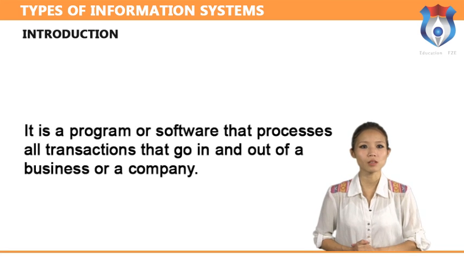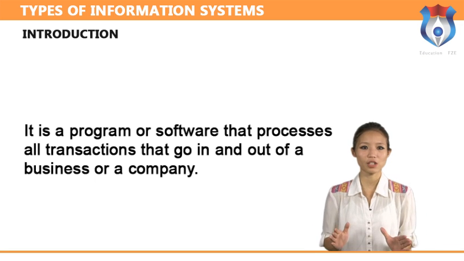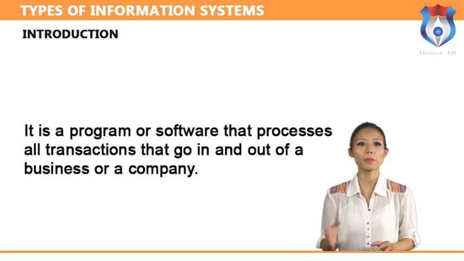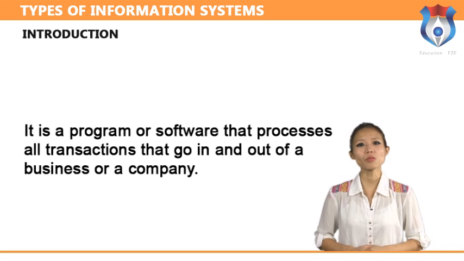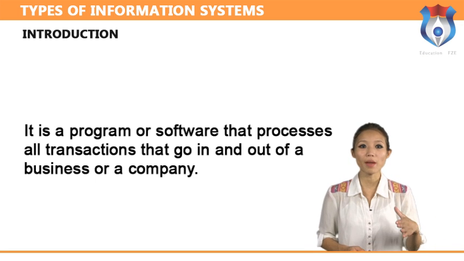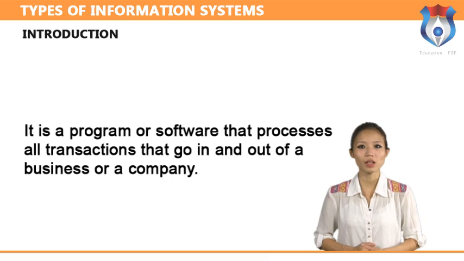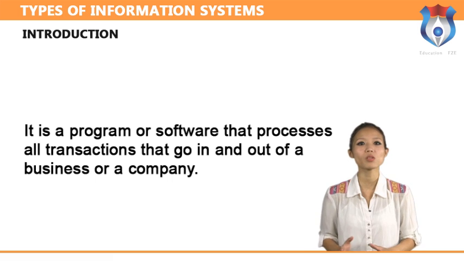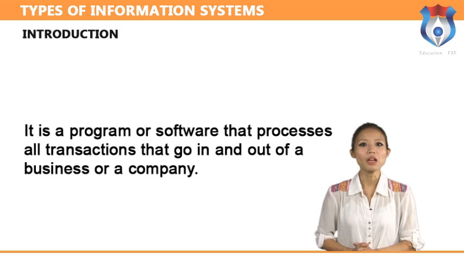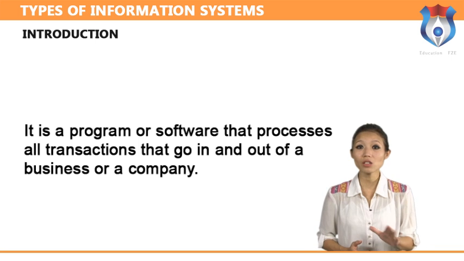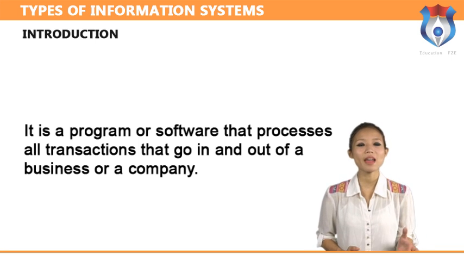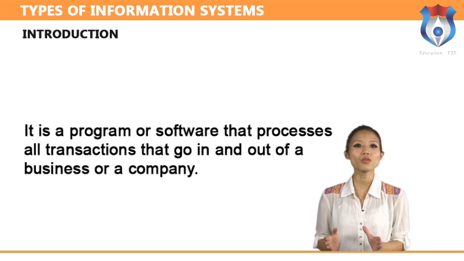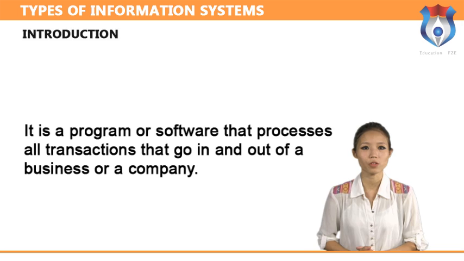Transaction processing system is a program or software that processes all transactions that go in and out of a business or a company. The system goes over the transactions one by one, like in an automated teller machine (ATM) that permits only one user at a time. The software or program usually undergoes an ACID test to qualify as a transaction processing system. In case of breakdown, recovery or backup should be provided.